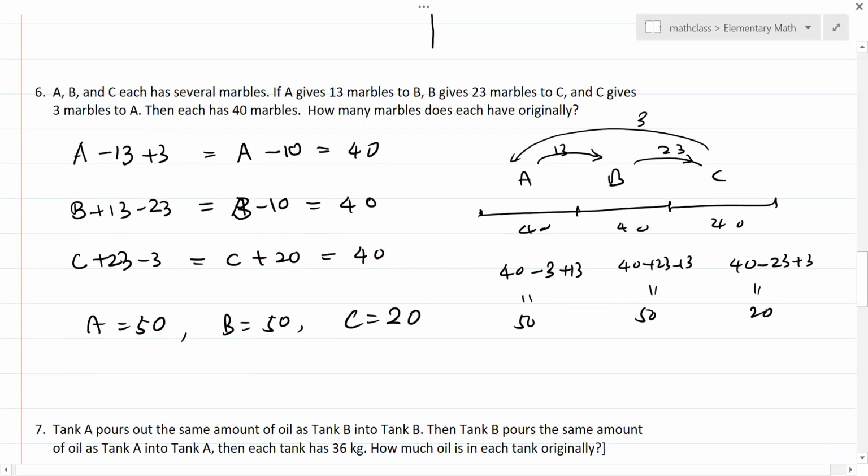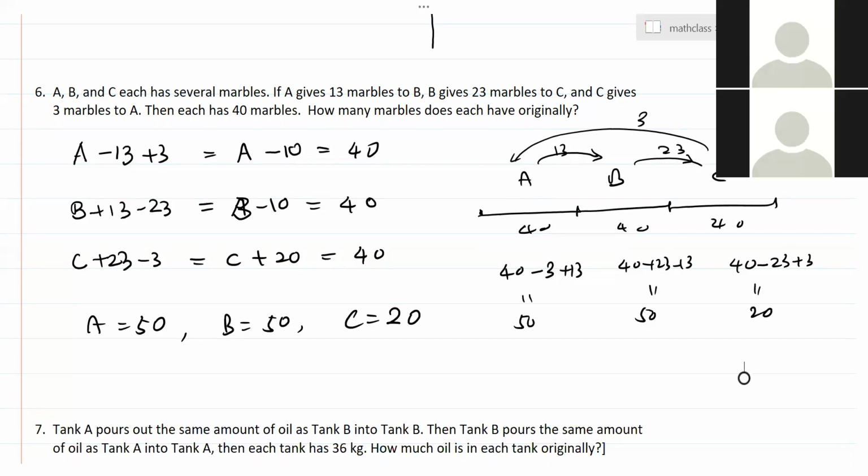Okay. So first of all, you write down all the ways to distribute the marbles, and the reverse procedure, since you know the result. When you go back, addition becomes subtraction, subtraction becomes addition, division becomes multiplication, and multiplication becomes division. Just reverse the operation, and you will get the answers.